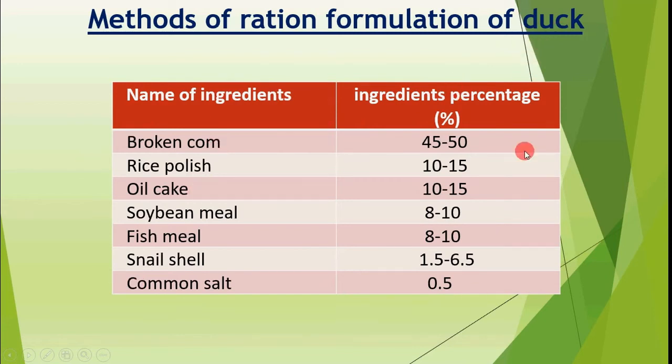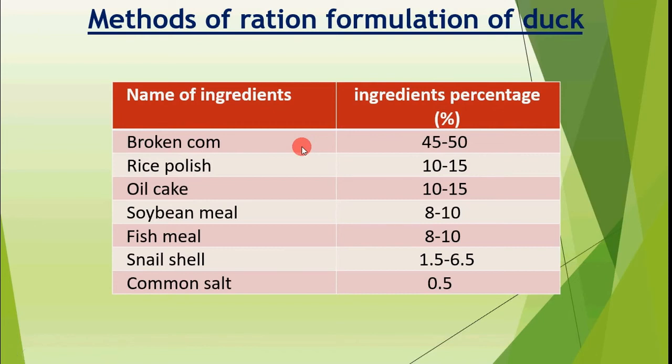The ingredients will be this, and the ingredient percentage will be this. Like broken corn, 45 to 50%, rice polish, 10 to 15%, oil cake, 10 to 15%, soybean meal, 8 to 50%, and snail, common salt. You have to think about the nutrients as well. Mix up the nutrients. Do not just give broken corn every day.